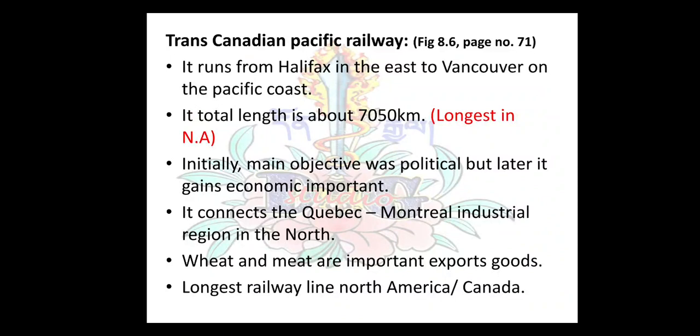If you say North America, we have three main countries: Canada, USA, and Mexico. So this is the longest railway line in North America as well as in Canada. Initially this railway line was built for a political reason, but nowadays it is used for transport of goods from the east coast to the west coast of Canada. One important feature of this railway line is that it connects the Quebec-Montreal industrial region in the north.